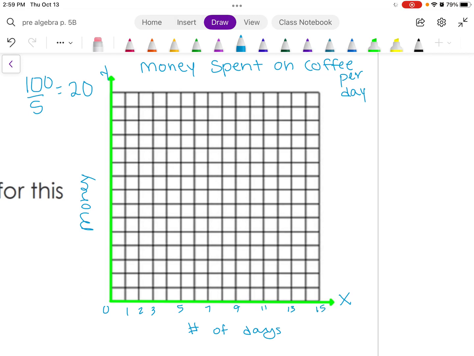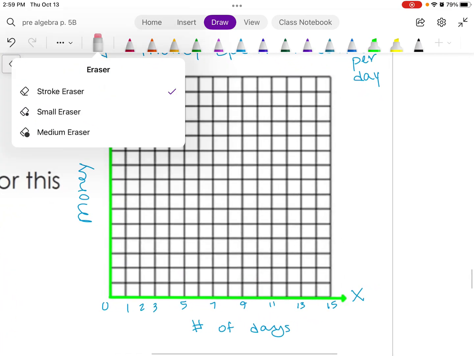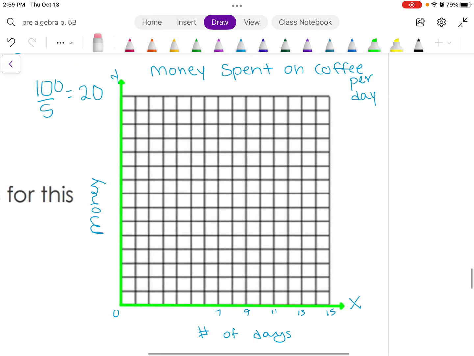Notice that my graph only went up to 15, but I know that my cap is at 20, so I really want to be able to fit all 20 on here. So I'm actually going to adjust this, and instead of counting by 1s, I'm going to count by 2s. So this would be 2, 4, 6, 8, 10, 12, 14, 16, 18, 20. There we go.